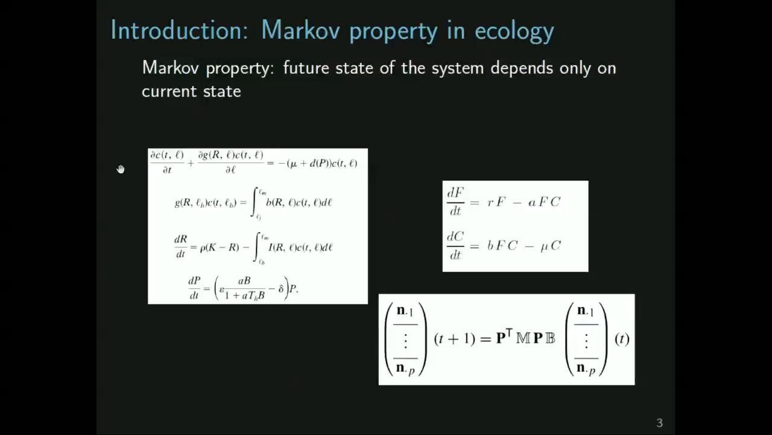Almost all models in ecology assume something that's called the Markov property about the system that they're modeling. The Markov property states that the future state of your system depends only on the current state. So provided you've chosen the right state variable, all you need to know is what's happening right now, and the past doesn't matter. For example, in a simple Lotka-Volterra model, you just need to know how many predator and prey you have right now, and then you can predict the future. And this is true for both continuous time models and discrete time models. So in this talk, I'm going to discuss deviations from that assumption in discrete time models, so matrix models.